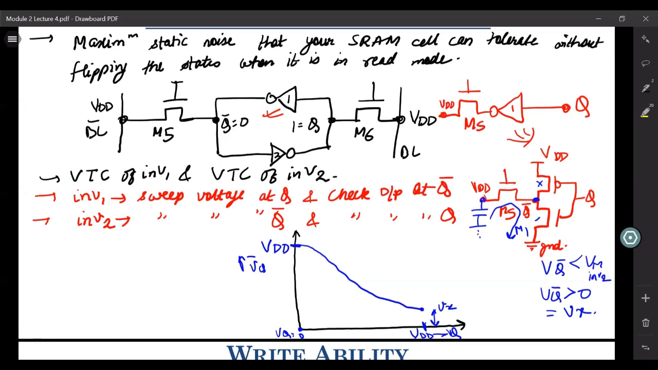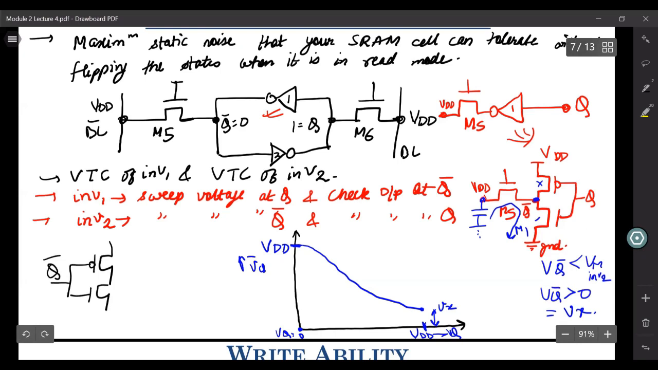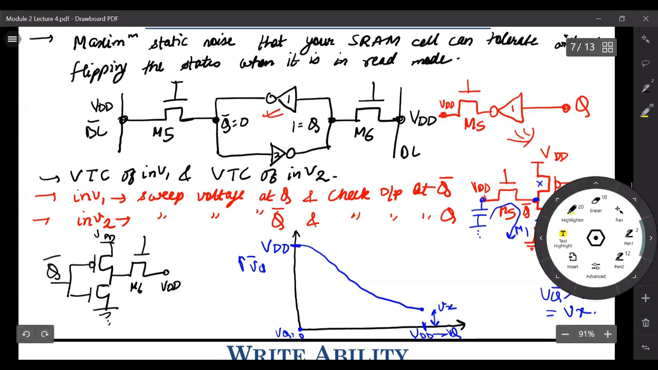Similarly, let us take the case of inverter 2. For inverter 2, you have Q bar as the input. So you have something like this. This is your Q bar. And then you have this connected to M6. And this is again connected to VDD. This is VDD. This is top. So let us draw it on the same scale. Let us use red color for this VTC.